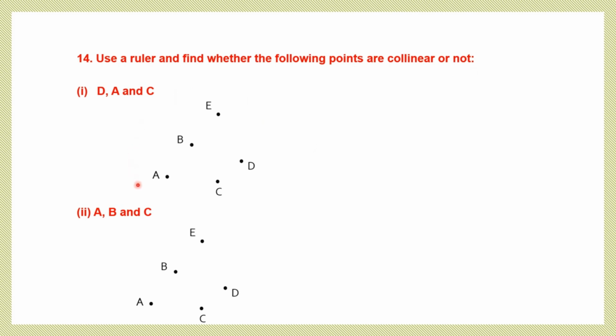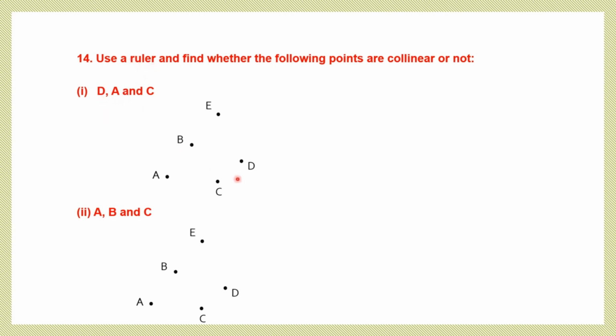So a few points have been given to us, and we have to use a ruler and find out if these three are collinear. What are collinear points? Collinear points are three or more points that lie on the same straight line. So if D, A and C lie on the same straight line, then we can say that they are collinear points. So use your ruler.